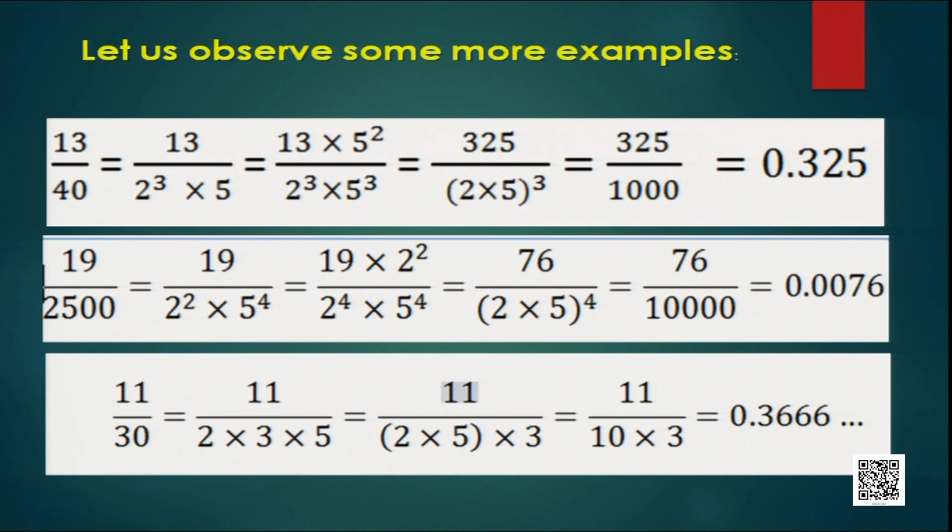In another example, we take 11 by 30, where 30 is split as 2 into 3 into 5. Here we have 2 to the power 1 into 5 to the power 1, and another 3 is there whose power is also 1. Now 2 into 5 multiplied together becomes 10, but still another 3 exists in the denominator. So in this case we do not get a terminating decimal. We find it is 0.366 and so on. That means it is continuing.